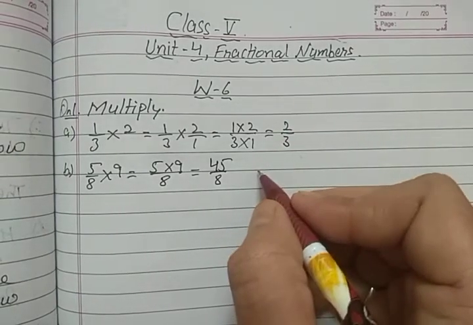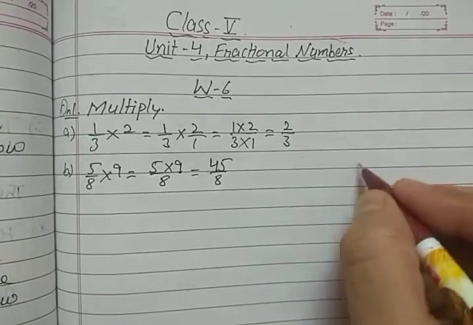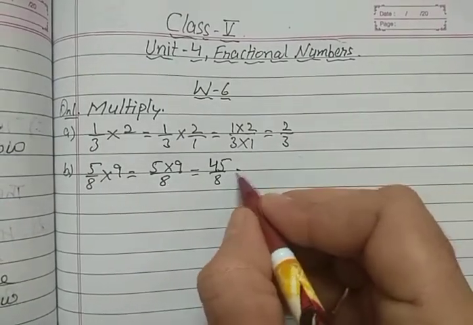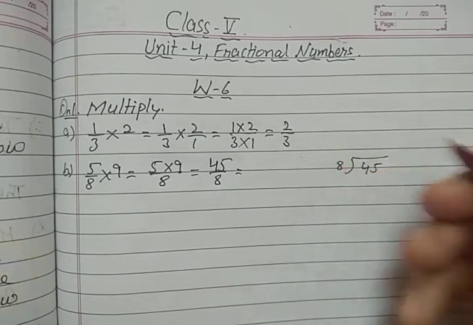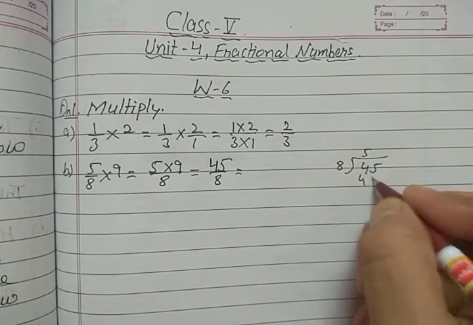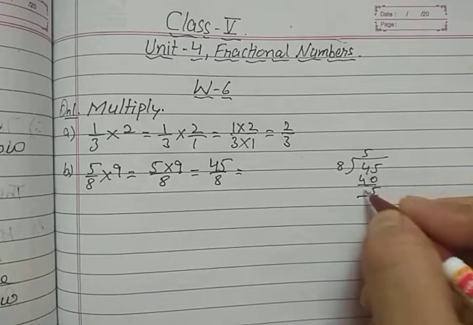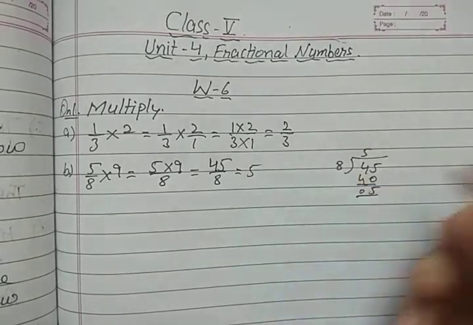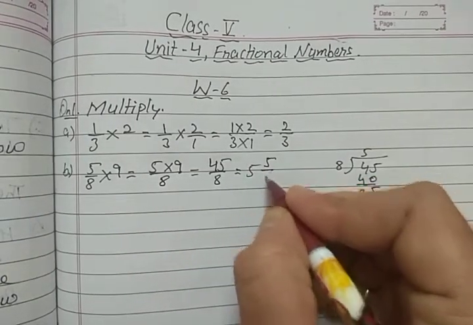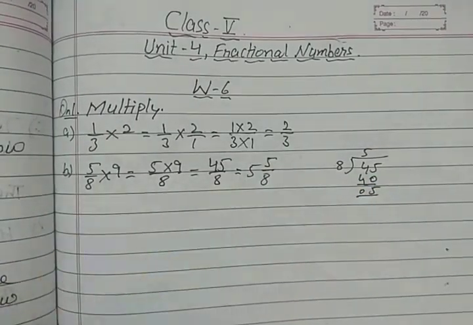So how can we convert? We have to divide it. 45 divided by 8. So 8 5s are 40. So the quotient is 5, and the remainder gives 5 by 8. So in the mixed form it is 5 and 5 by 8. So this is our answer.